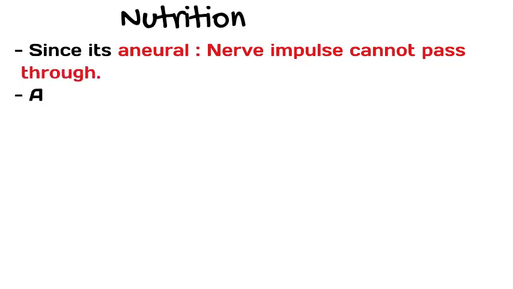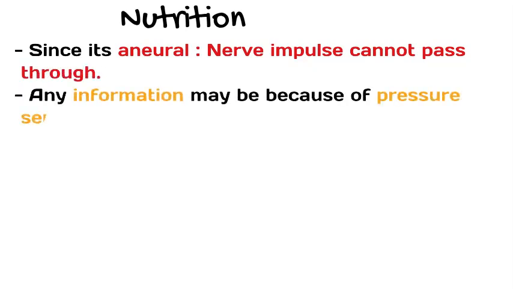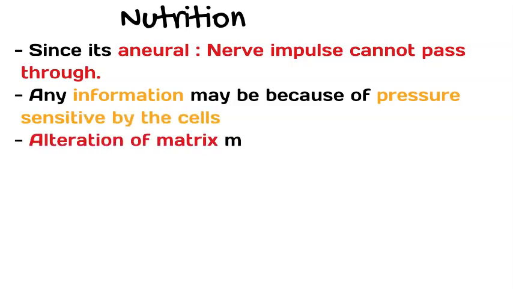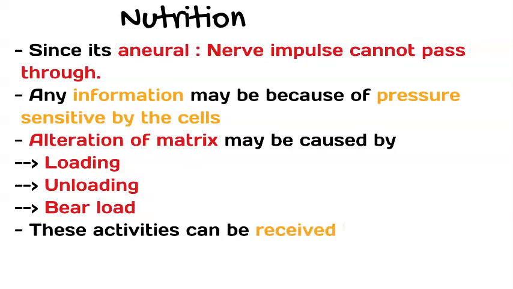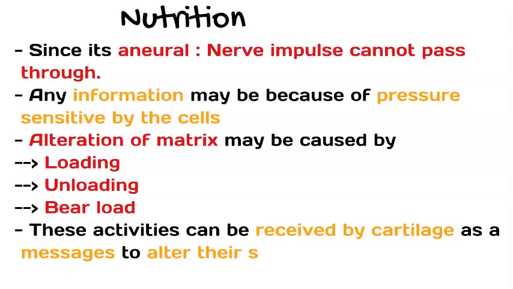Since it's aneural, nerve impulses cannot pass through. Any information may be conveyed because of pressure sensitivity by the cells. Alteration of matrix may be caused by loading, unloading, bearing load. These activities can be received by cartilage as a message to alter their synthetic activity.